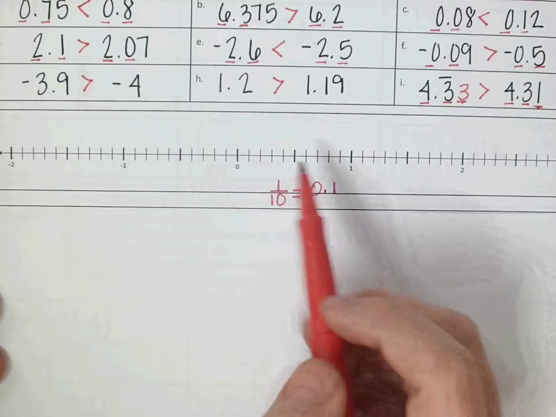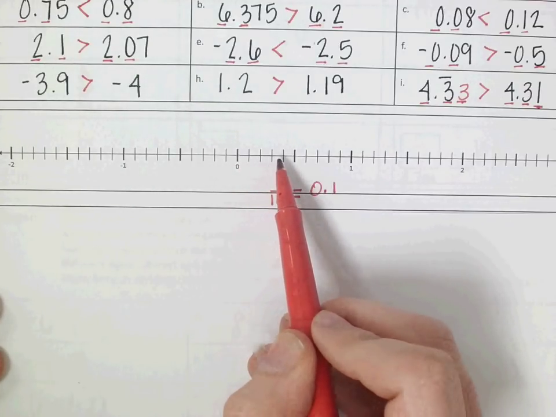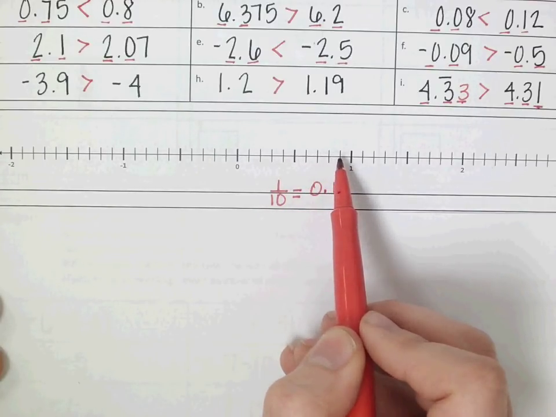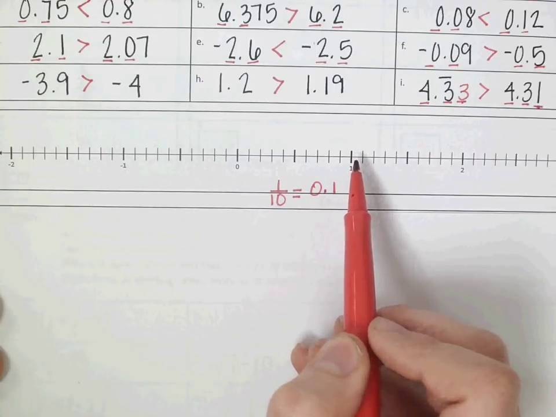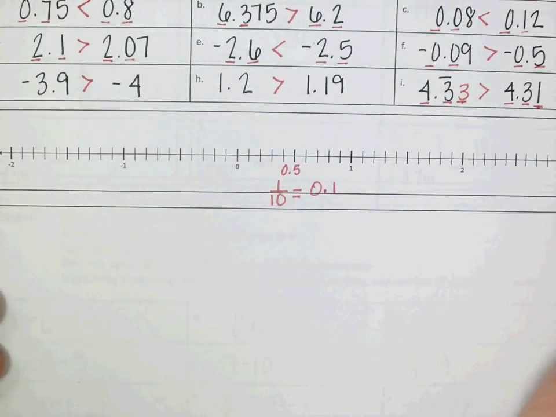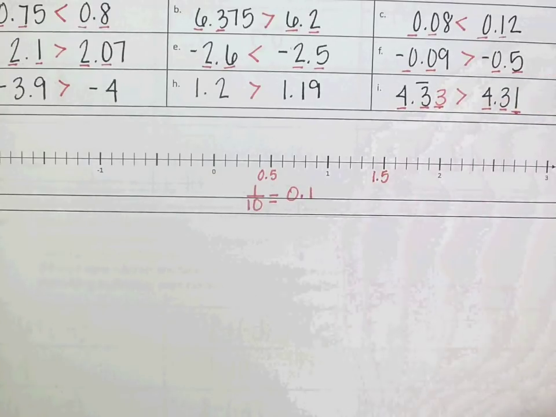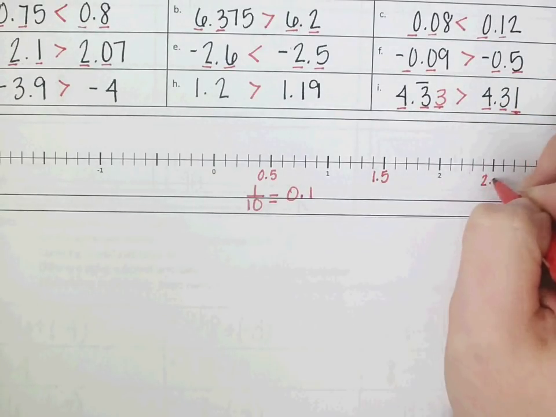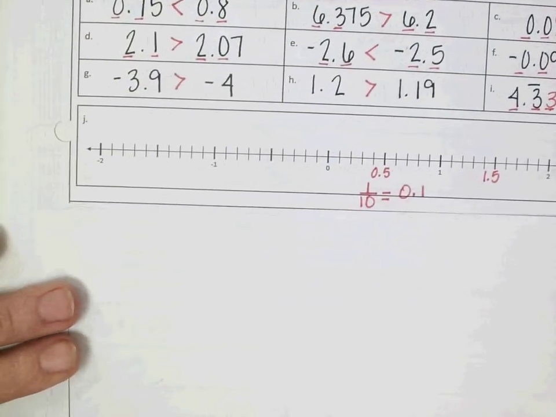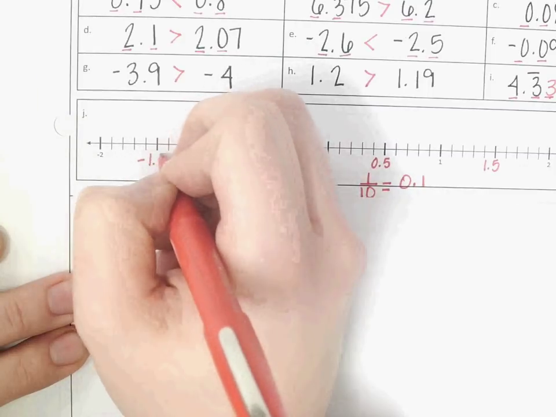So if I were to go through this number line and I start at 0, it's going to be 0.1, 0.2, 0.3, 0.4, 0.5, 0.6, 0.7, 0.8, 0.9, and then 1.0. Okay, so if you would like to put some decimals in between, you can. So we have 0.5 in between 0 and 1. We have 1.5 in between 1 and 2. We have 2.5 in between 2 and 3. Then when we go to the negative side, we're going to have negative 0.5 and negative 1.5.